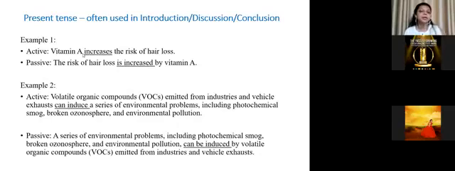Because in an active construction the sentence or the idea is a bit more straightforward.